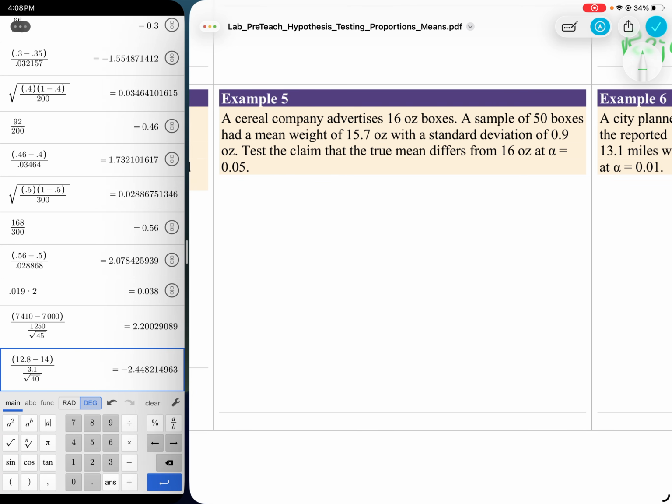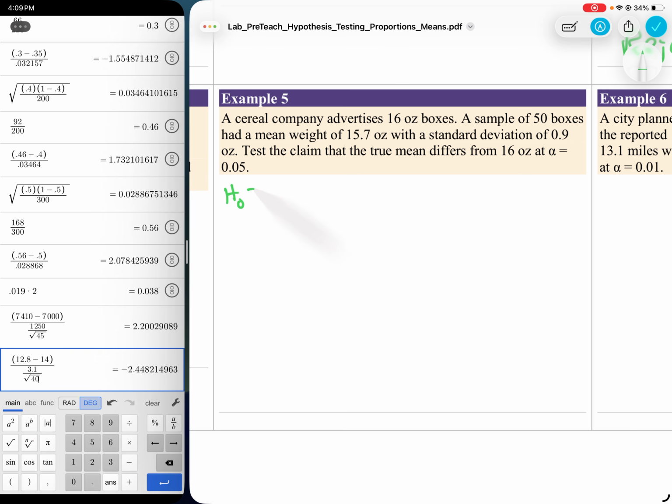Our final example for sample means and population proportions. A cereal company is advertising 16-ounce boxes. We take a sample of 50 boxes and find the sample mean weight is 15.5 ounces with a sample standard deviation of 0.9 ounces. We want to test the claim that the true mean of cereal boxes differs from 16 ounces. So we're not claiming that it's definitely larger or definitely smaller. We just want to know, is it different from 16 ounces?